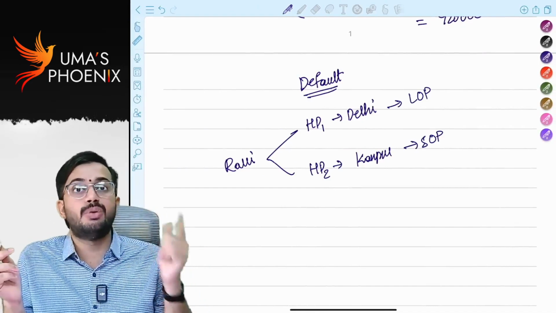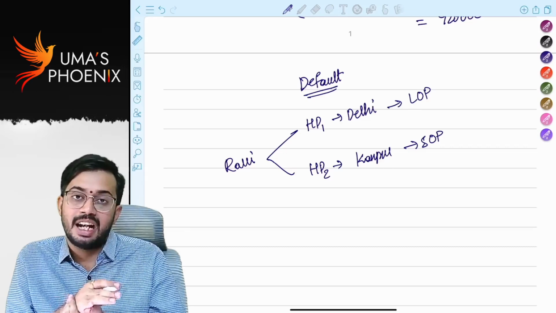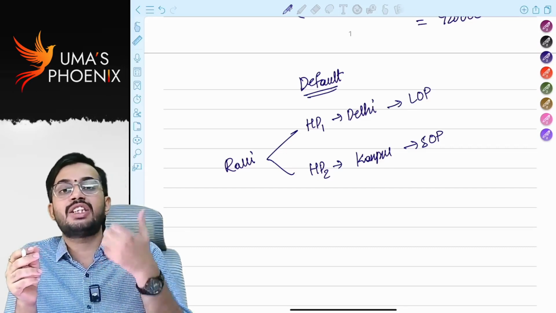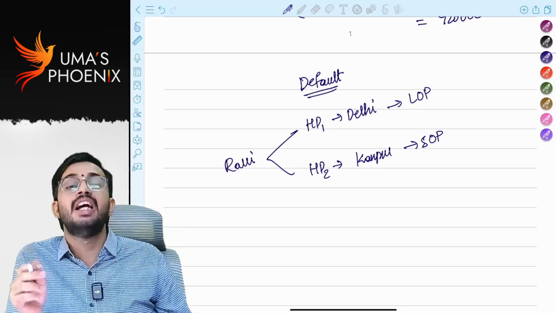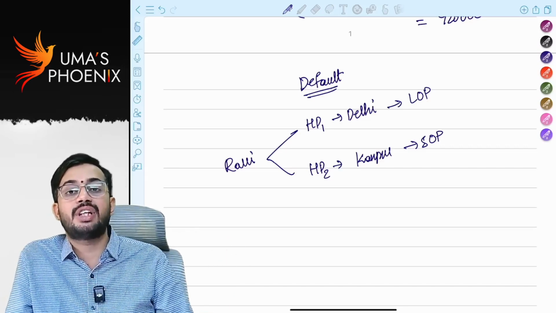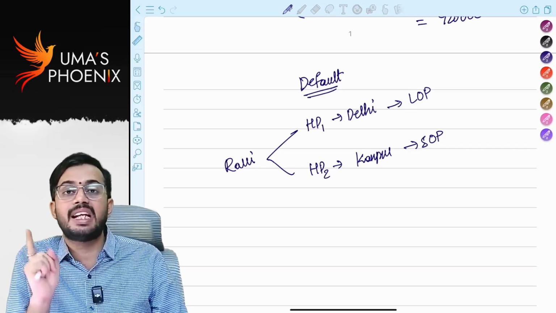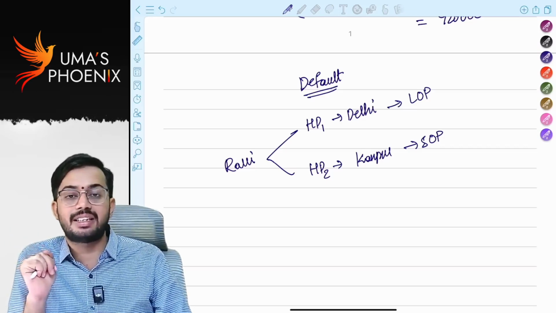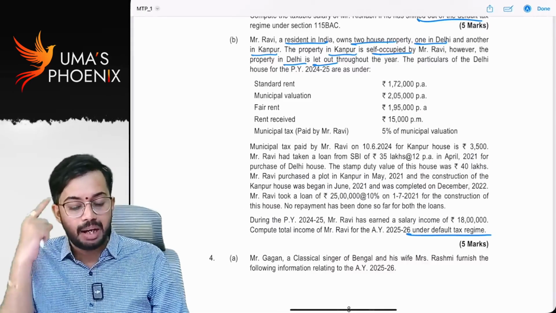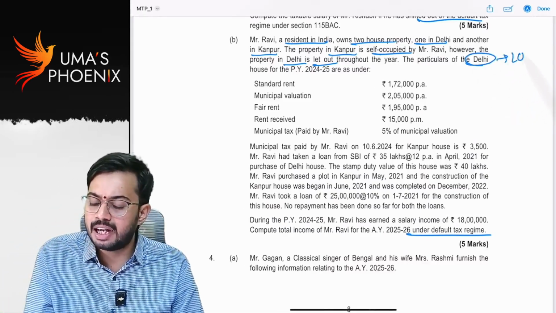My dear students, please remember, in case of default tax rates, interest on self-occupied property is not allowed as deduction under section 24B under the head house property if the assessee is paying taxes under default tax rates. Correct? Carefully remember it. The particulars of Delhi house. Delhi house means let out property.